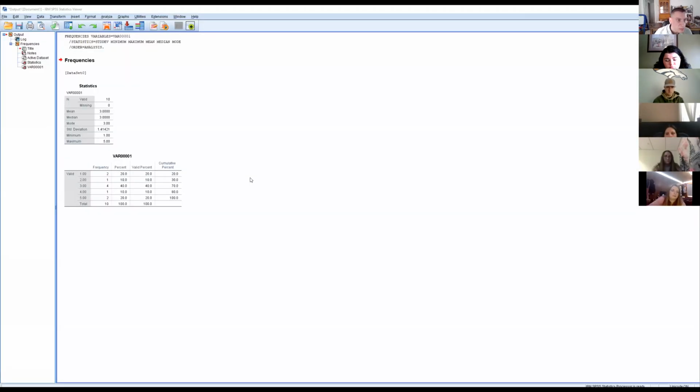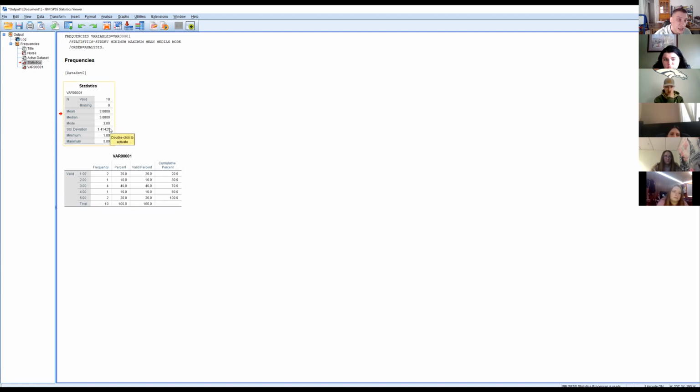Okay, here's your output. Just make sure that you did this right. This is the syntax, this is what you asked for, and there are 10 valid cases with 0 missing. The mean, the average score, is 3. The middle score, the median, is 3, and the mode also happens to be 3. So the answer for each one of those is 3. It didn't have to turn out like that, but because of the numbers, it did.